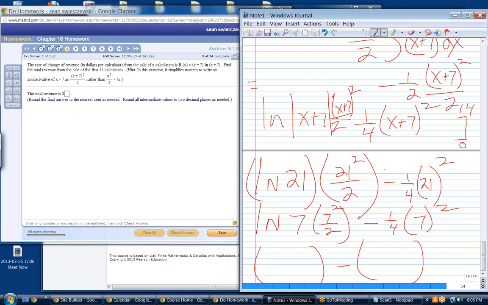Alright, so natural log 21. Make sure you don't square the 2. Only square the 21 and then divide that by 2. Oh, yeah, okay. Double parentheses here. It's brutal. This is as much a test of your ability to input it into the calculator as it is to solve the calculus part of it. And I needed 6 decimal places. Oh, no. The final answer needs to be rounded to the nearest cent. Round all intermediate values to 2 decimal places.